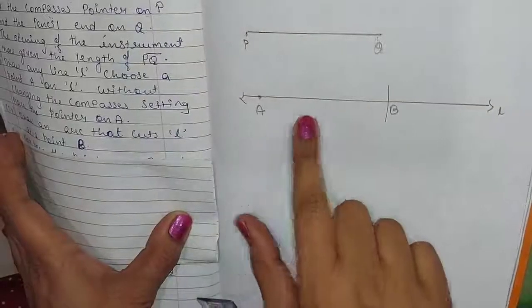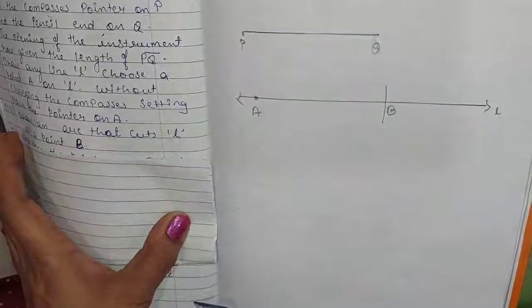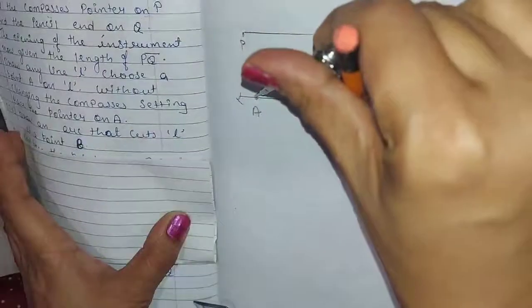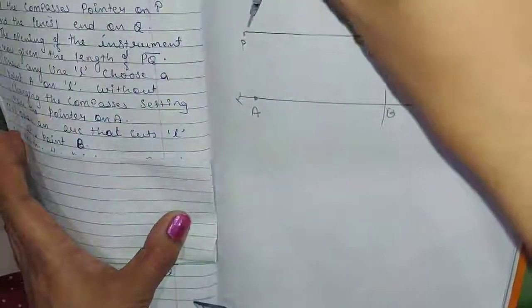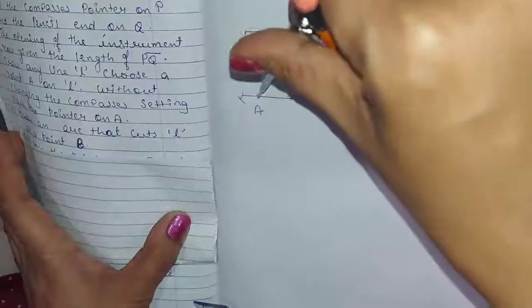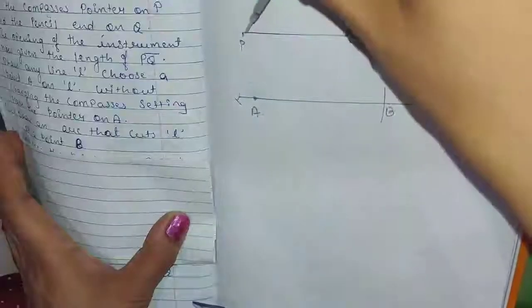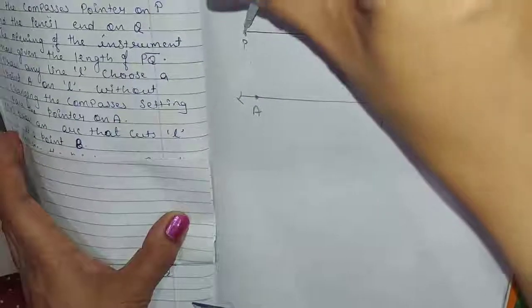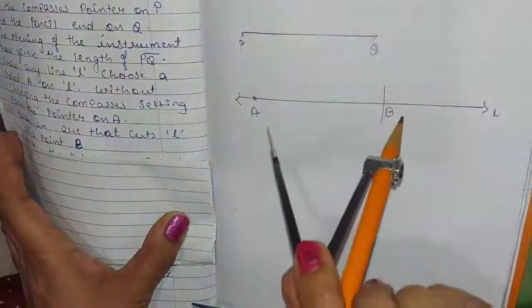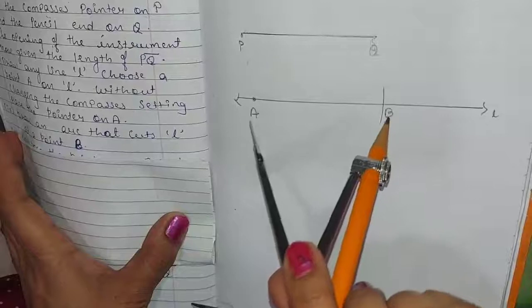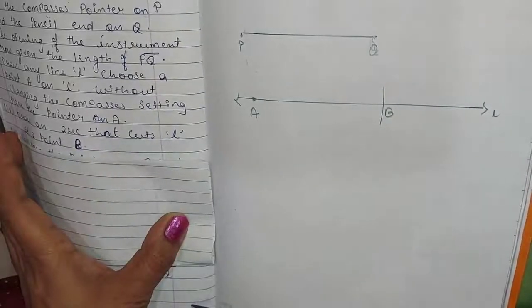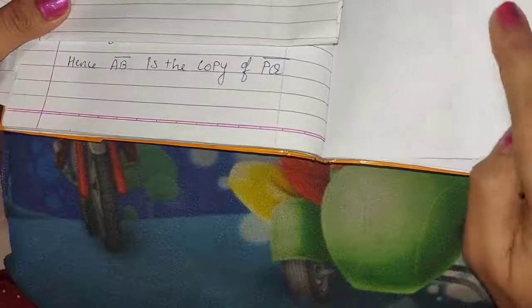So students, this is a line L where we have drawn an arc, putting the pointer on A with this distance PQ, and we have made an arc AB. So this AB is a copy of PQ. Why? Because this is the distance we have taken from PQ and then we have made the arc. So this AB is the copy of PQ. Now let us write the conclusion. Hence, line segment AB is the copy of line segment PQ.